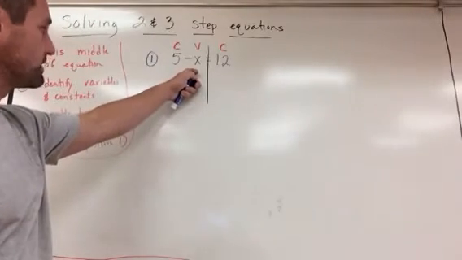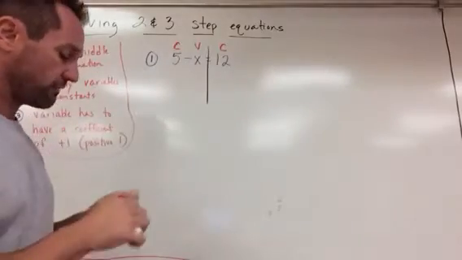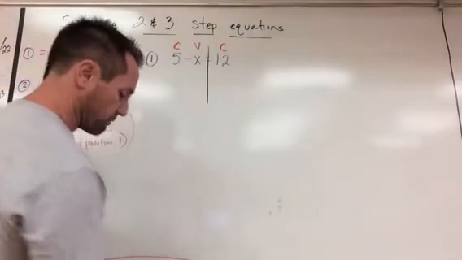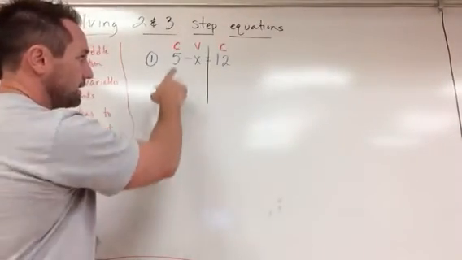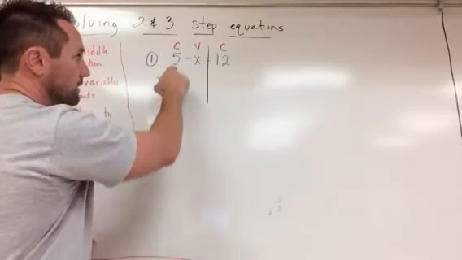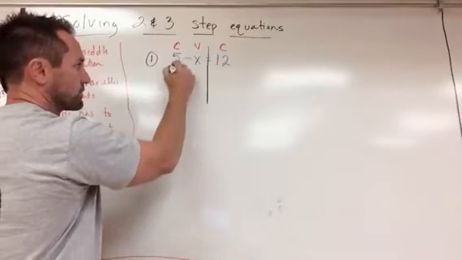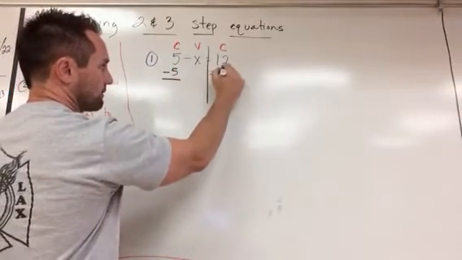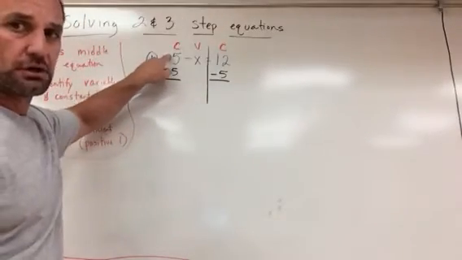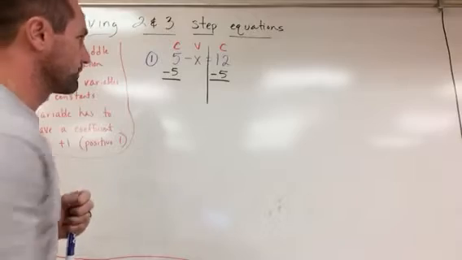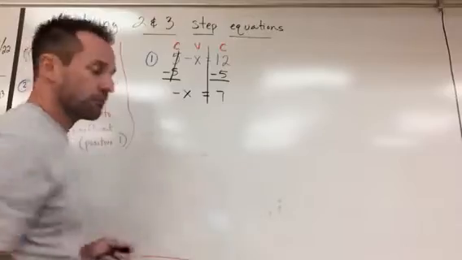The variable at this point has a negative in front of it, so I have to be aware that it is a negative x, and I have to do something to that before I can solve it. I know the variable's there, and I need to move the 5 to the other side. Since it's positive, I'm going to subtract 5 from the left side and subtract 5 from the right side, because subtraction is the inverse operation of addition. The 5s cancel out, and we're left with negative x equals 7.